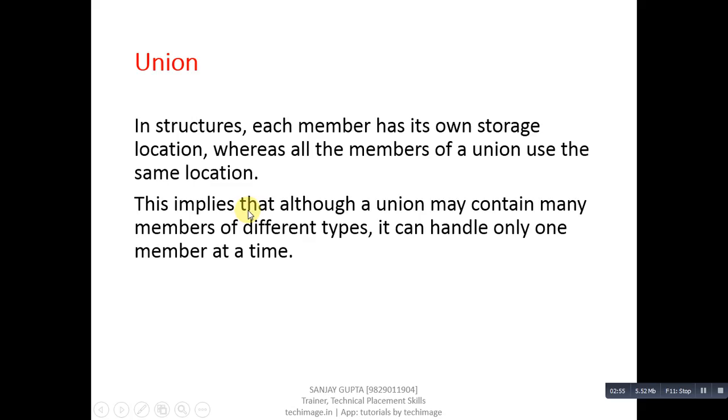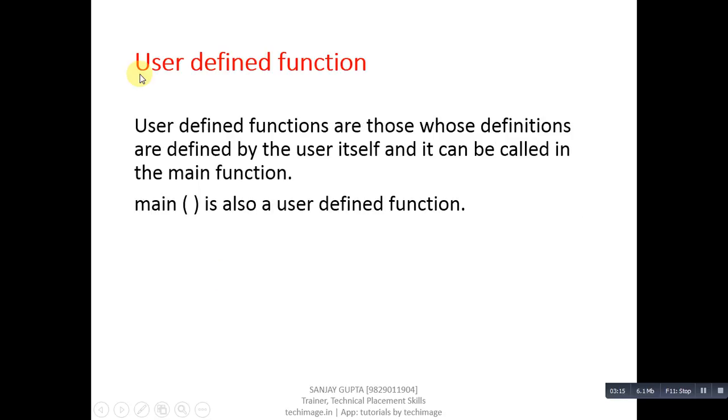Union. In structures, each member has its own storage location, whereas all the members of a union use the same location. This implies that although a union may contain many members of different types, it can handle only one member at a time. User-defined functions. These are functions whose definitions are written by the user itself, and they can be called in the main function. Main is also a user-defined function.